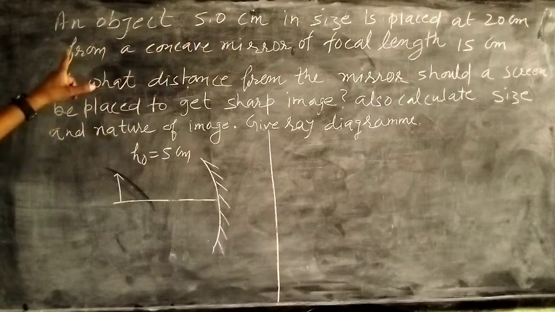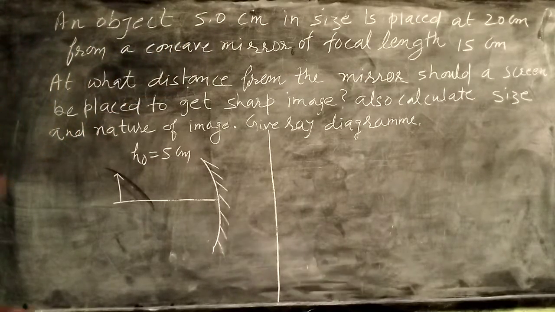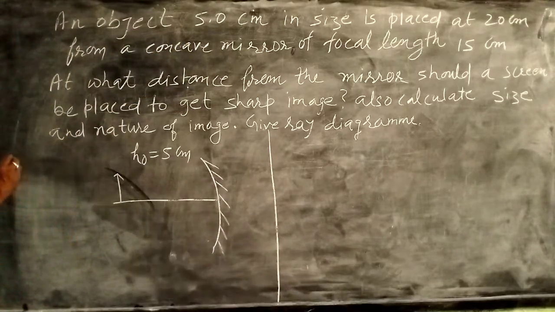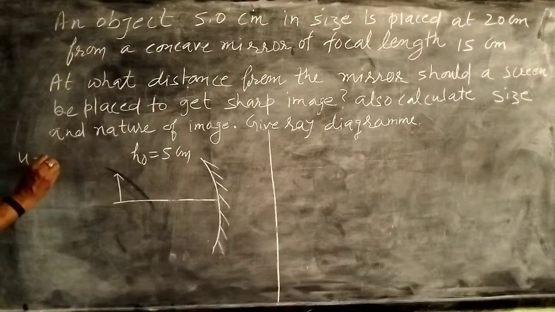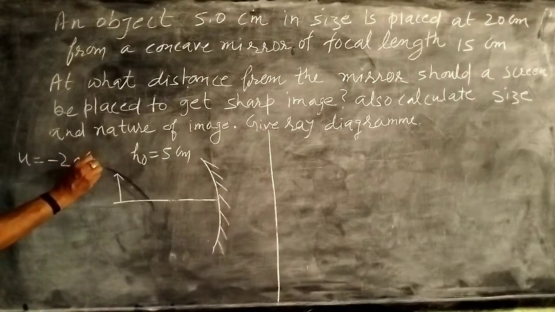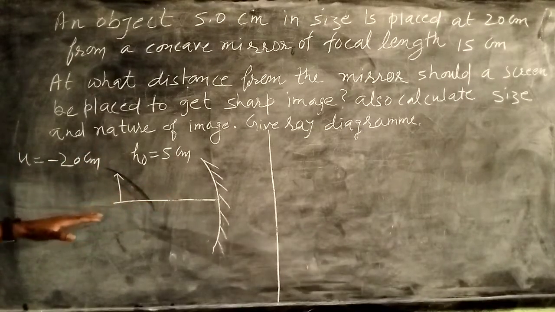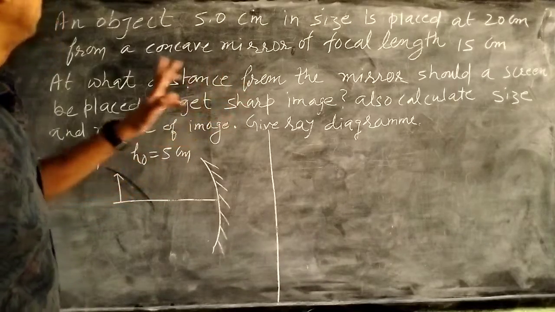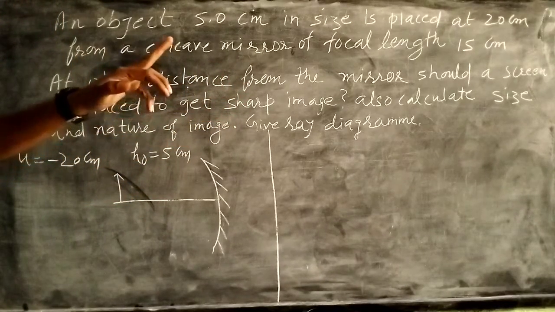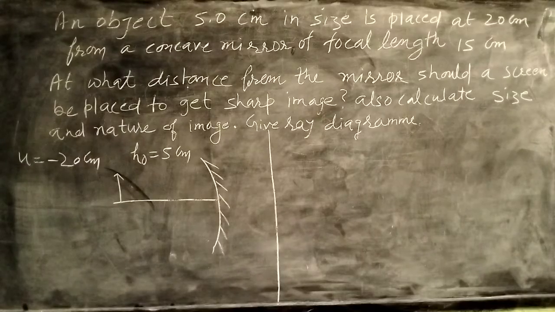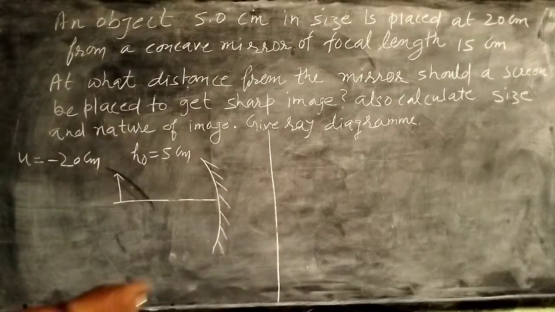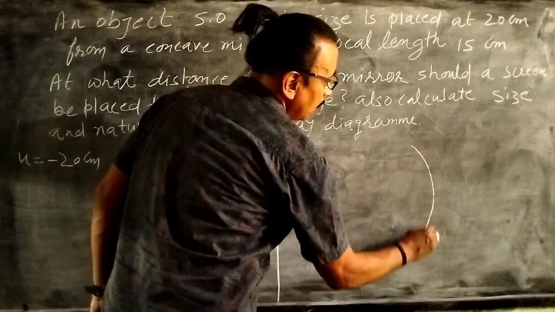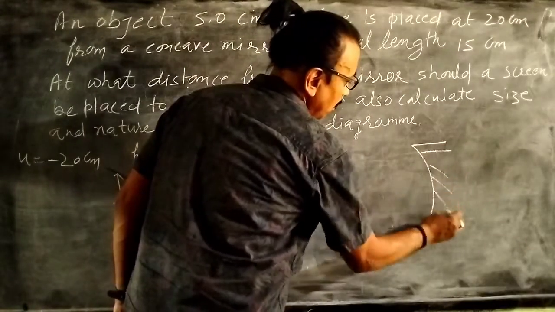Placed at 20 cm from a concave mirror, 20 cm means u is given, u equal to minus 20 cm. The object is put always left of the mirror, and given focal length 15 cm. Concave mirror, we know that concave mirror has focal length negative.